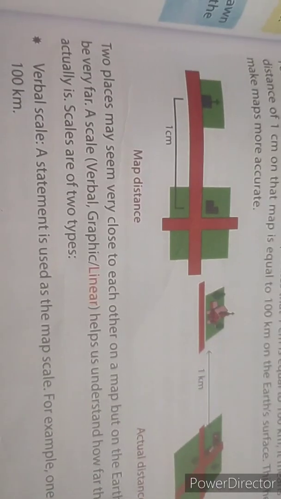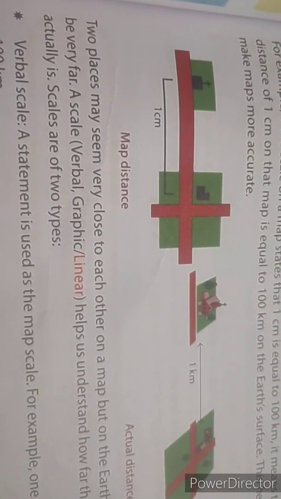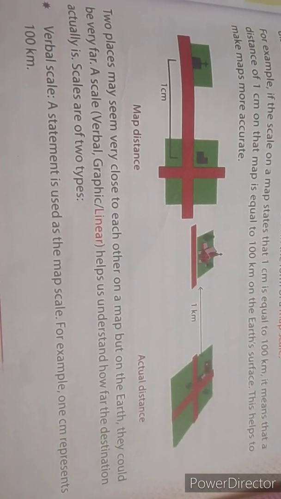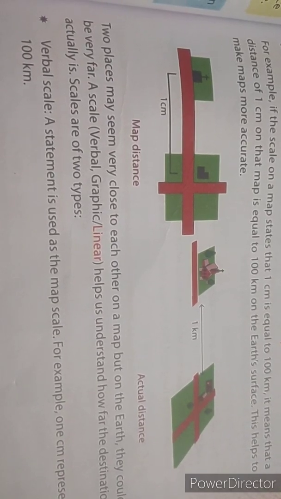Two places may seem very close to each other on a map, but on the Earth they could be very far. A scale, verbal, graphic, or linear, helps us understand how far the destination actually is. Scales are of two types.